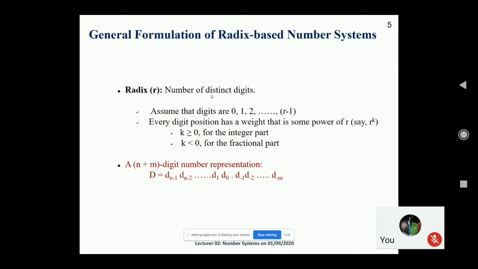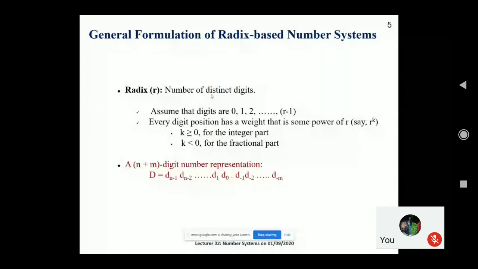Radix is nothing but a base. Suppose here we are using small r to represent the radix. The meaning is the number of distinct digits in the numbering system. If I am using decimal numbers, the distinct digits are 10. If I am using binary numbers, the distinct digits are 2. If I am using octal numbers, the distinct digits are 8. If I am using hexadecimal numbers, the distinct digits are 16.